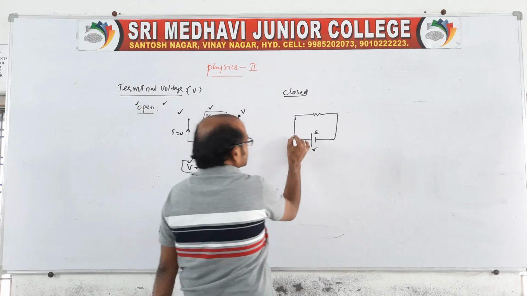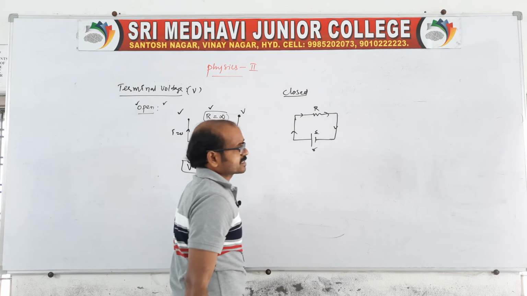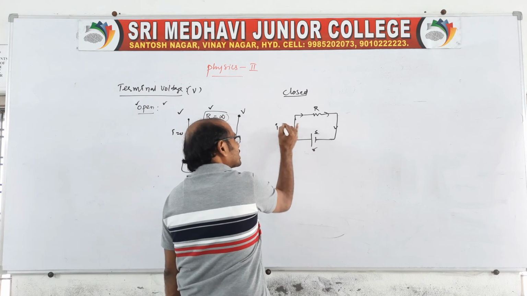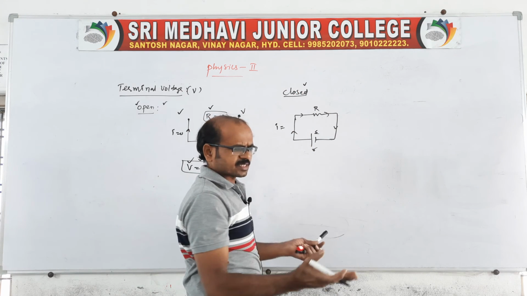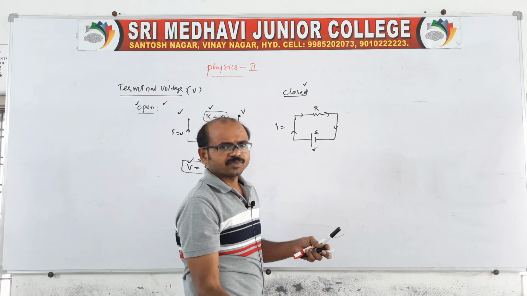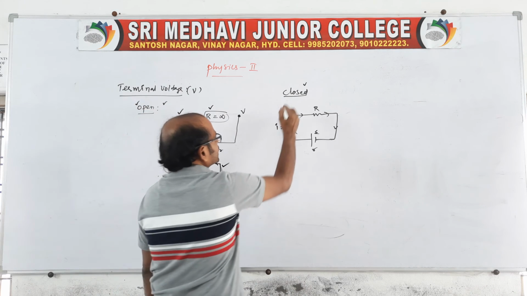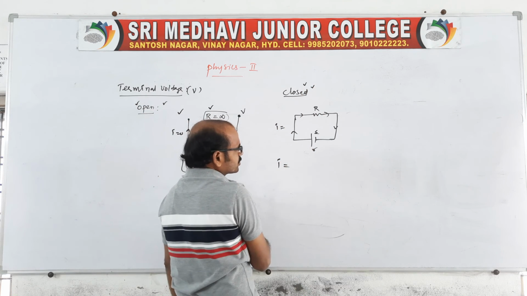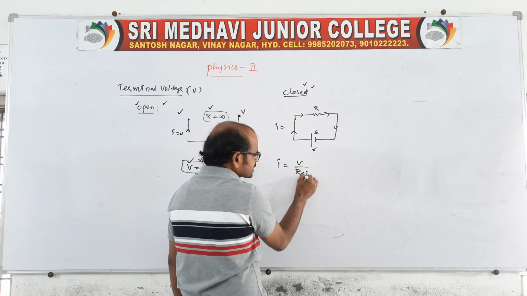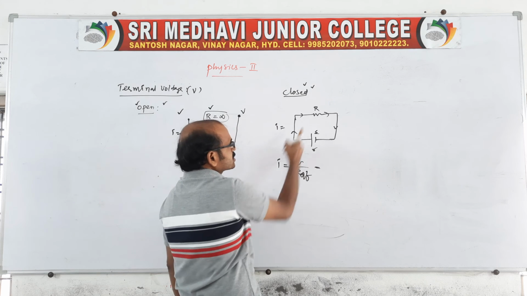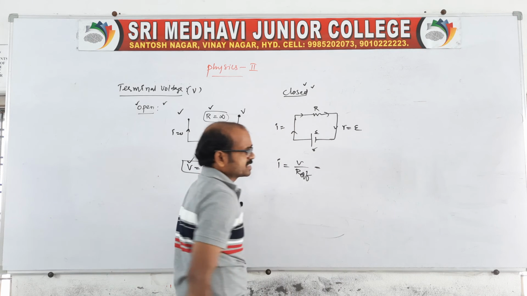But in the case of a closed circuit, of course there will be a current flow, and here the external resistance is capital R. If a current flows in such a circuit, we call it closed, because the resistance is not equal to infinite. So I is equal to, according to Ohm's law, V by R effective, because R effective is both internal and external resistance, no? And in this case also EMF is equal to V.